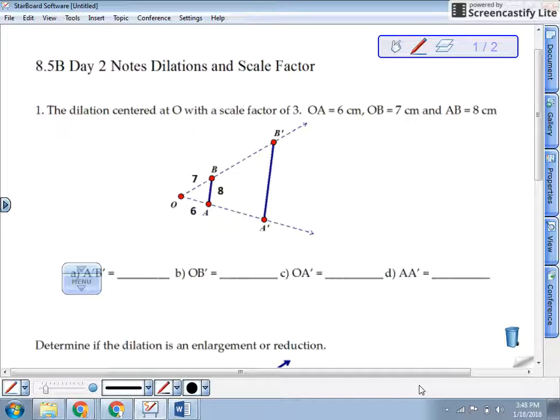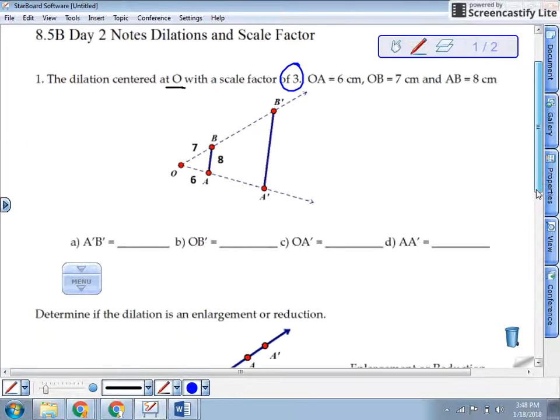So it says here dilation centered at O. Again, it's always important to know where your center of dilation is. All right, with a scale factor of 3. That's the other part that's key. Scale factor is greater than 1, so we know it's going to be an enlargement. They give us the values, it's labeled on the diagram here. So now let's find those values.